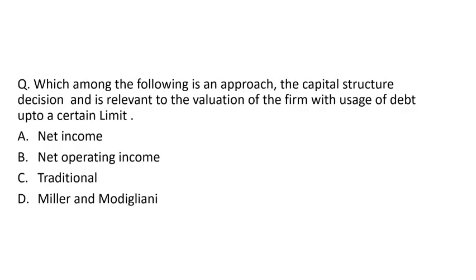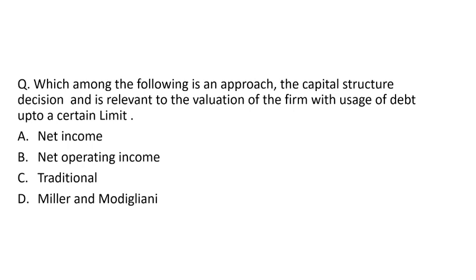Which among the following is an approach to the capital structure decision and is relevant to the valuation of the firm with usage of debt up to a certain limit? Option A, net income approach. Option B, net operating income approach. Option C, traditional approach. And option D, Miller and Modigliani approach.